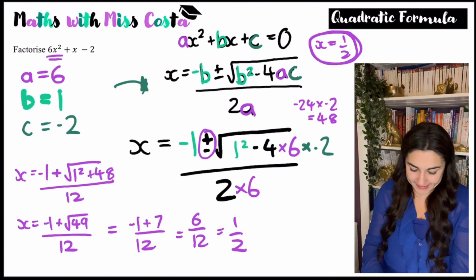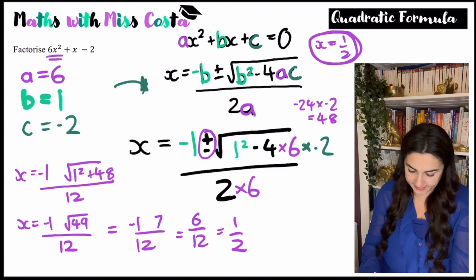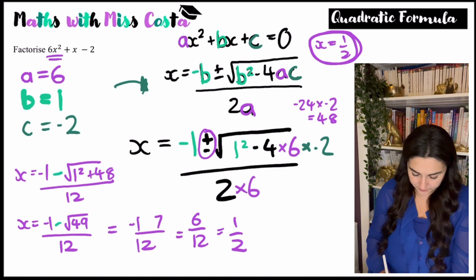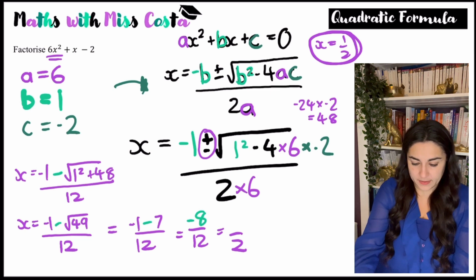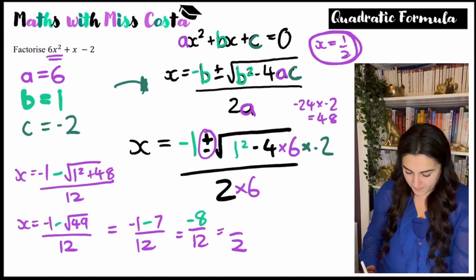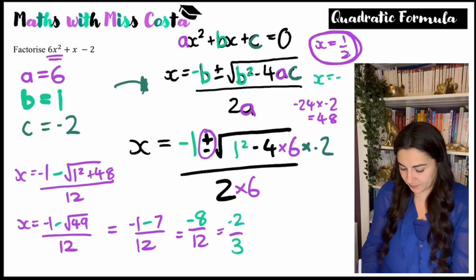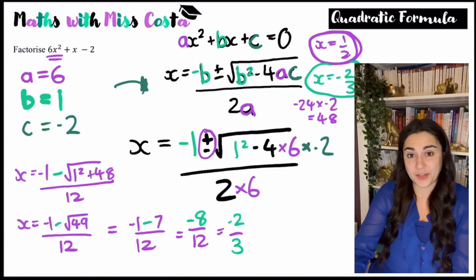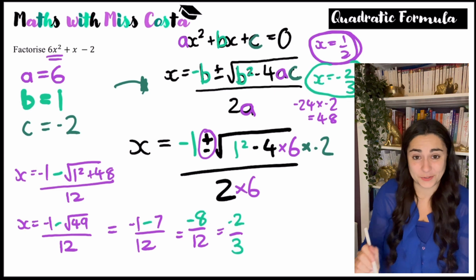Then what you need to do is exactly the same, except instead of adding, you're going to subtract. So over here, I'm just going to change that to subtract. So minus 1 take 7 is going to be negative 8. So you'd be left with negative 8 divided by 12. And that would leave you with minus 2 over 3. So the second value of x is minus 2 over 3. And that's how we use the quadratic formula. Essentially, we just substitute all of the values into the quadratic formula.